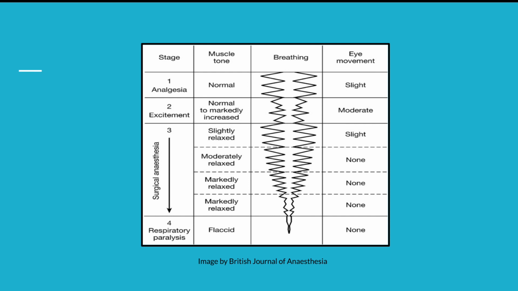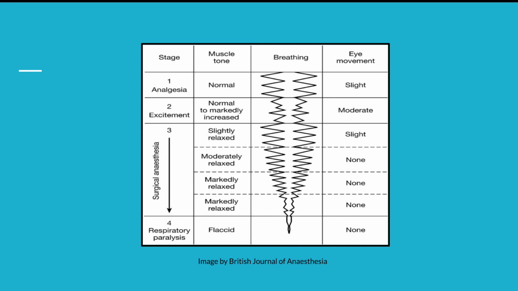As seen in this illustrated diagram, stage 1 is marked by analgesia and maintenance of consciousness. In stage 2, the patient becomes unconscious, breathing becomes erratic, but delirium could occur, leading to an excitement phase.